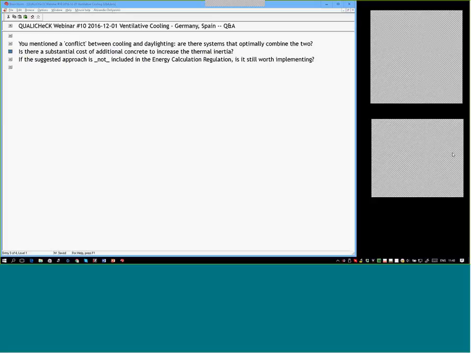Good. And finally, I think you covered most of it actually, also with a reference to Venticool, but if the suggested approach is not included in the energy calculation regulation, will it still be worth implementing purely financially? Yeah, definitely. Energy calculation is not pure physics. It's something important by definition.